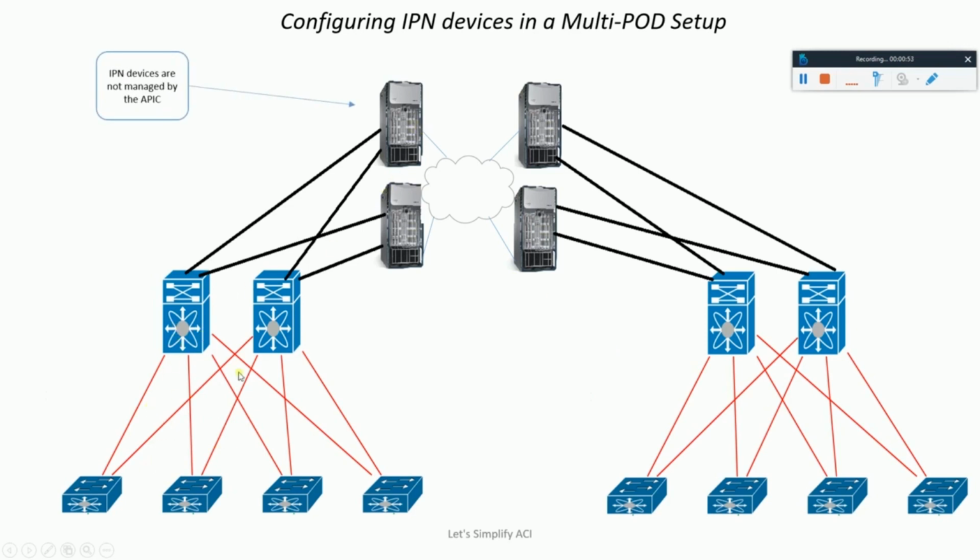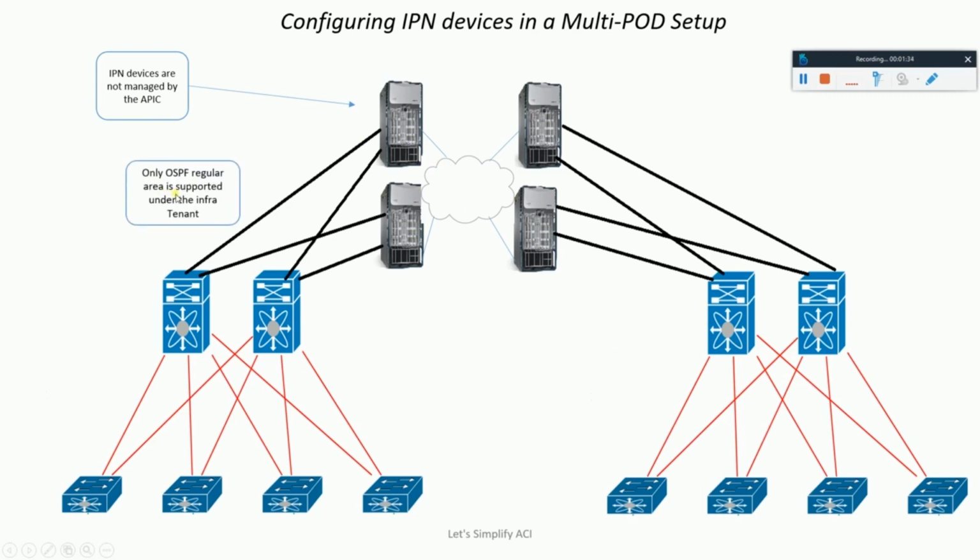These are the spines and the leaves of a generic ACI deployment. These devices here, which I have taken as example, the Nexus 7K devices, but these actually can be any L3 device, any ASR, XRV device, or any router or anything like that, or it can be a non-Cisco device as well. So these are basically the IPN devices, the inter-pod networking devices, which are not managed by the API controllers. You have to do the configuration on these devices separately over the CLI or whatever portal they have.